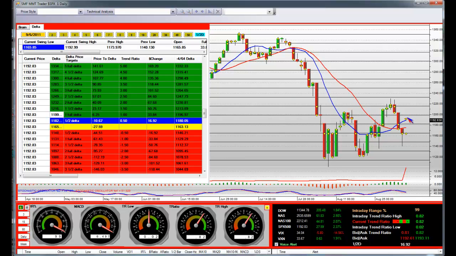1199 will be our next area of resistance. A close above 1 1/2 delta to the positive on a daily is 1216. A 2 full delta is 1232. A 2 1/2 delta is 1249. We're right in these areas, right back up here at the high end. That exhaustion bottom on this daily MMT.